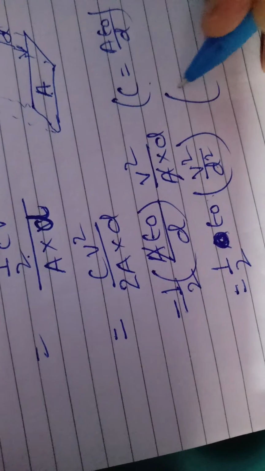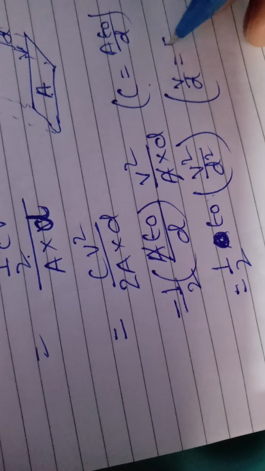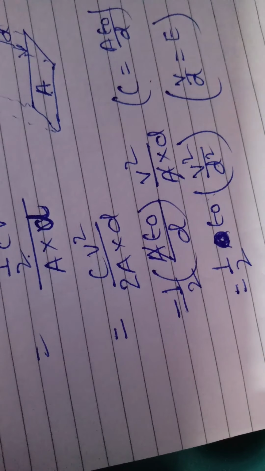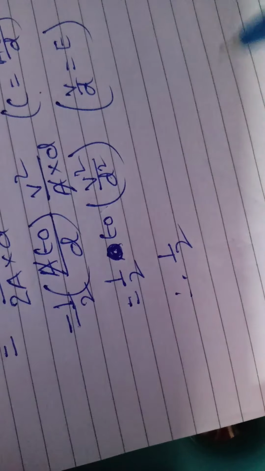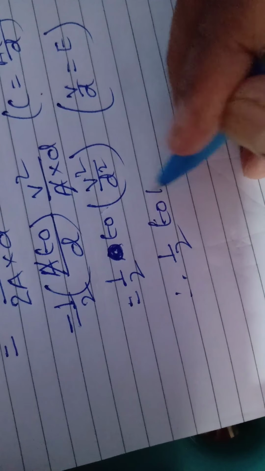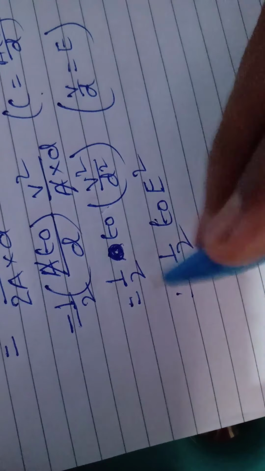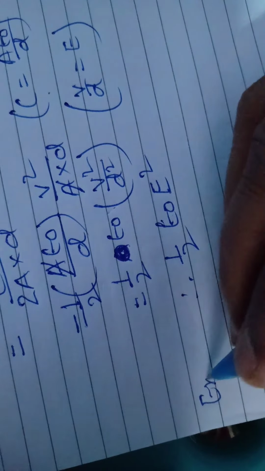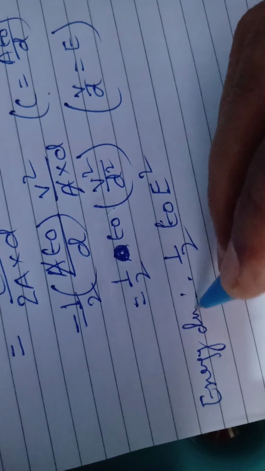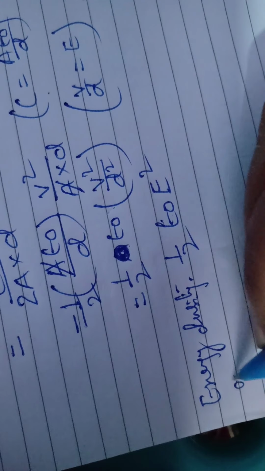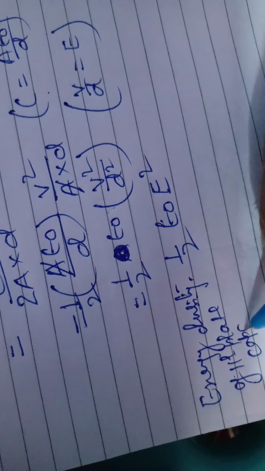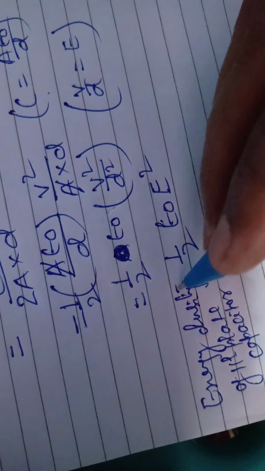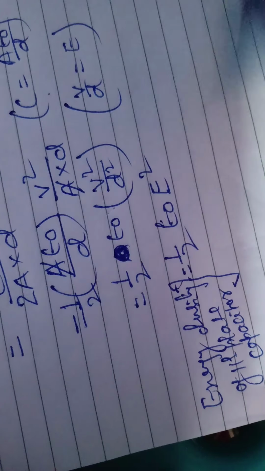Since V by d is equal to the electric field between the plates, this can be written as half epsilon naught E square. This is the energy density of a parallel plate capacitor, that is half epsilon naught E square.